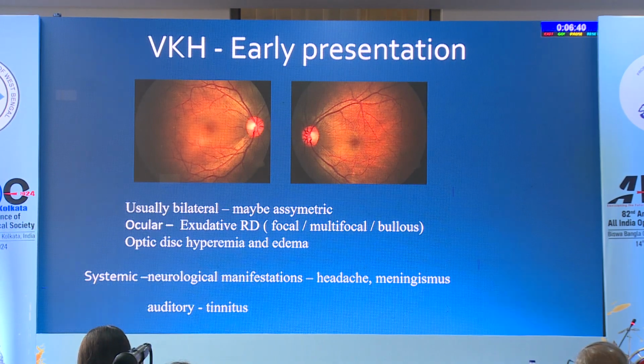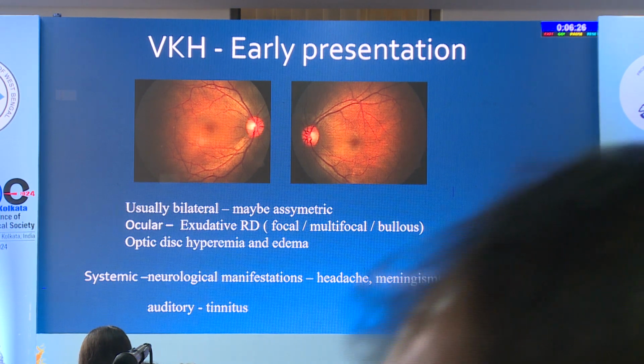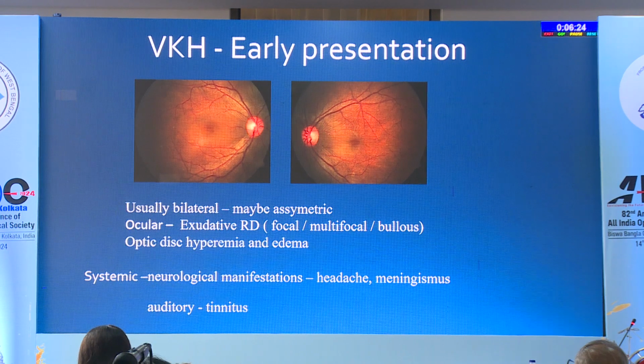If the patient comes to you in the early stages of the disease, they usually come with complaints of headache, and the ocular features you see are an exudative retinal detachment. It may be either a focal, multifocal, or a bullous RD. And depending upon the severity of the disease, they may have optic disc hyperemia and edema. Usually the disease is bilateral, but at the time of presentation, it may be asymmetric.